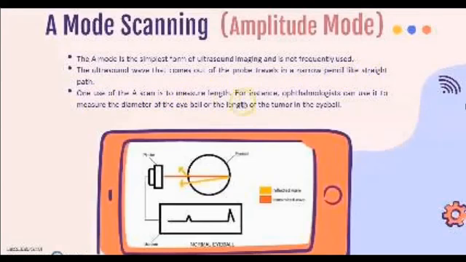For instance, ophthalmologists can use it to measure the diameter of the eyeball or the length of a tumor in the eyeball. So here I have a very simple version of an ultrasound. We have a normal eyeball here, and what we are going to do now is draw the graph that is going to appear on the screen, but I already drew the graph. So how are we getting this kind of graph?